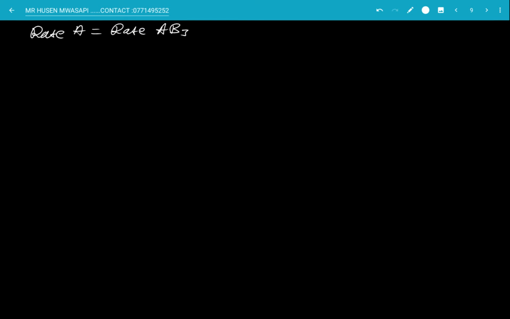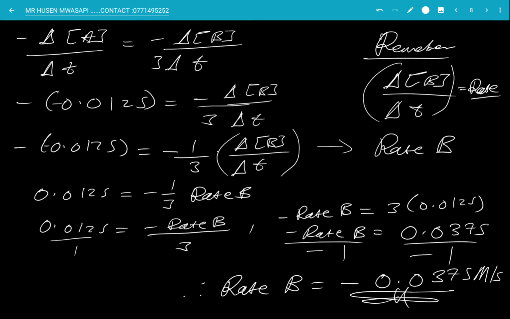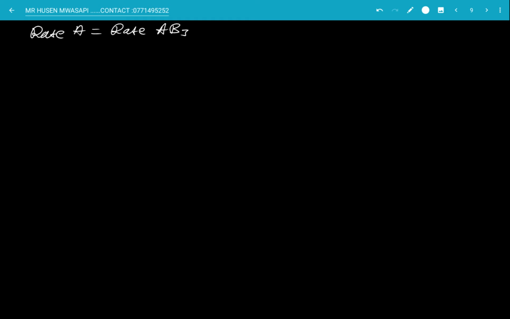AB3. If you look clearly here, the rate of B being the reactant, is negative. So don't forget to show the negative on the reactants. Now, here we're looking for the rate of the product, which is AB3. So now, let's try and mimic this. So let's find the rate of A. So minus change in concentration of A over the change in time is equal to plus the change in concentration of A, B3 over 2 change in time.